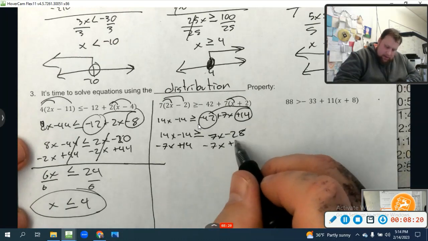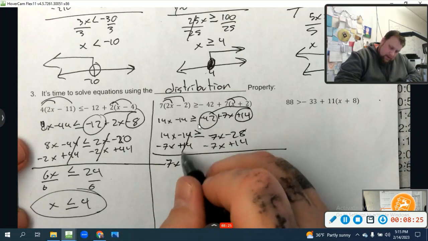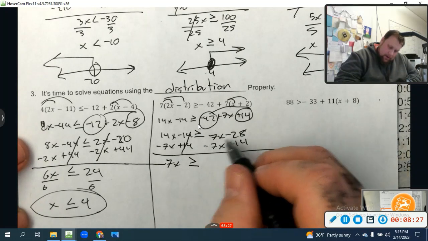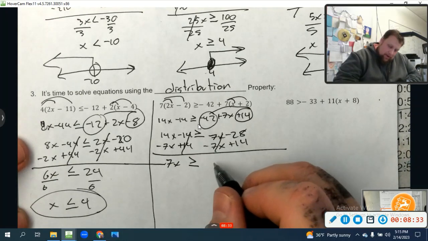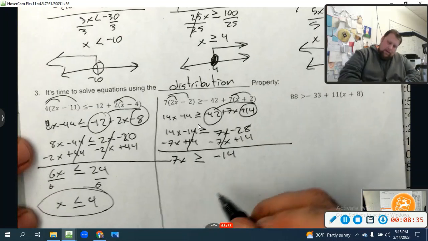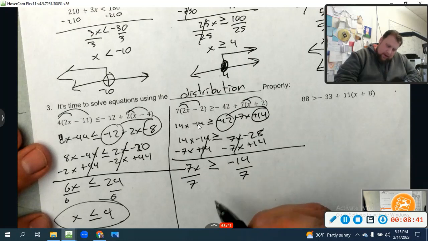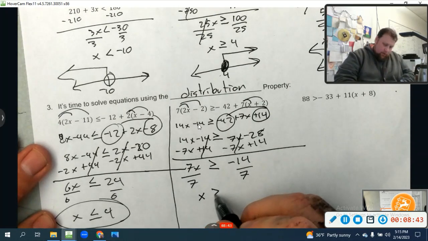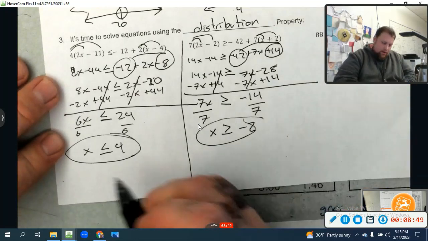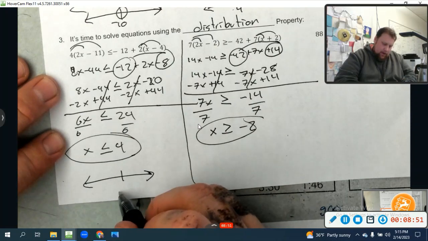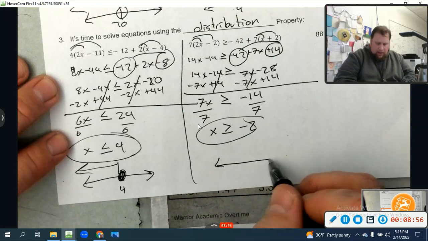And I end up with 7x gone. It's greater than or equal to, gone. And what am I greater than or equal to? I'm greater than or equal to negative 14. Now, we need to divide both sides by 7. And I get that x is greater than or equal to negative 2. And I just realized on both of these, I didn't graph them. So this one right here, we just make a simple graph like yesterday. We put 4, solid dot because it's or equal to, everything to the left. This one, again, another solid dot at negative 2, and everything to the right.